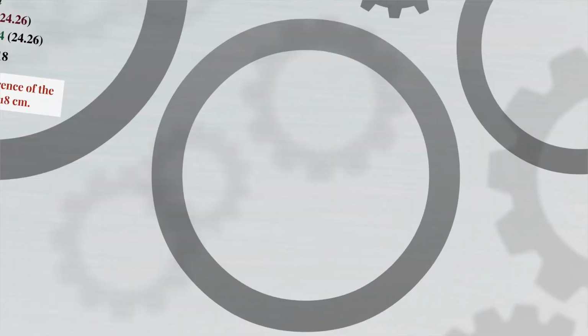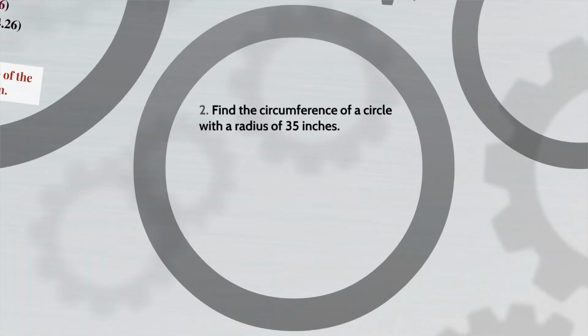Let's have another example. Find the circumference of a circle with a radius of 35 inches. This time, we don't have a figure, but we know for sure that the radius is 35 inches. We've already identified the given. That is, r is equal to 35. We need to use the other formula. C is equal to twice the product of pi and r.